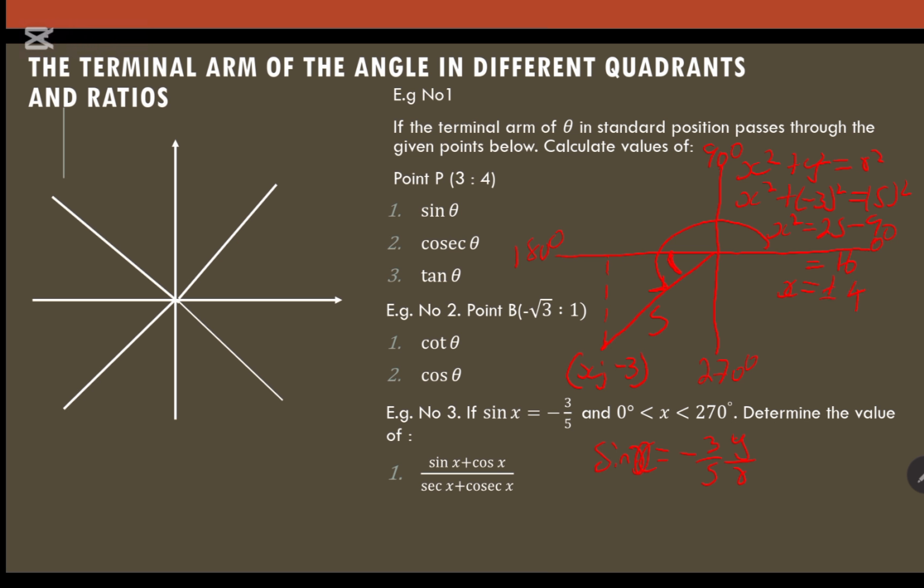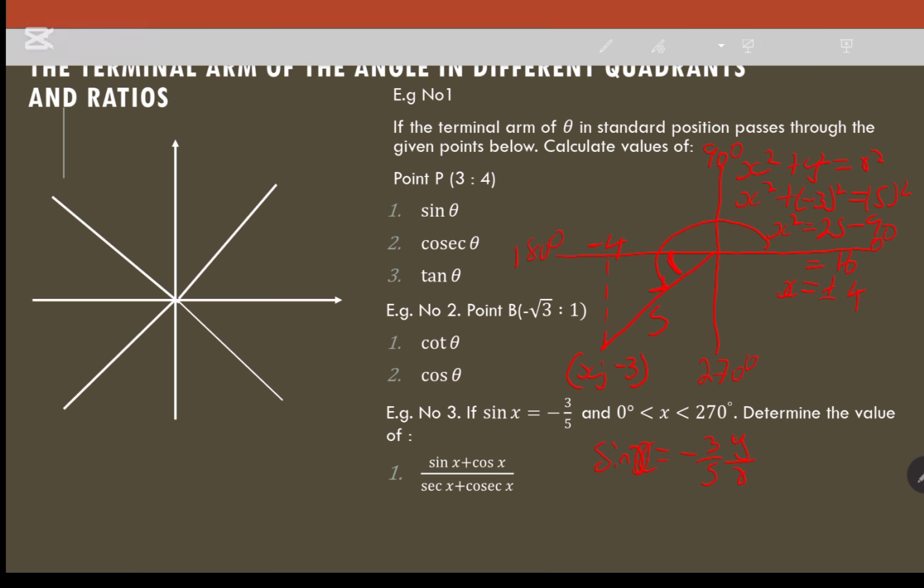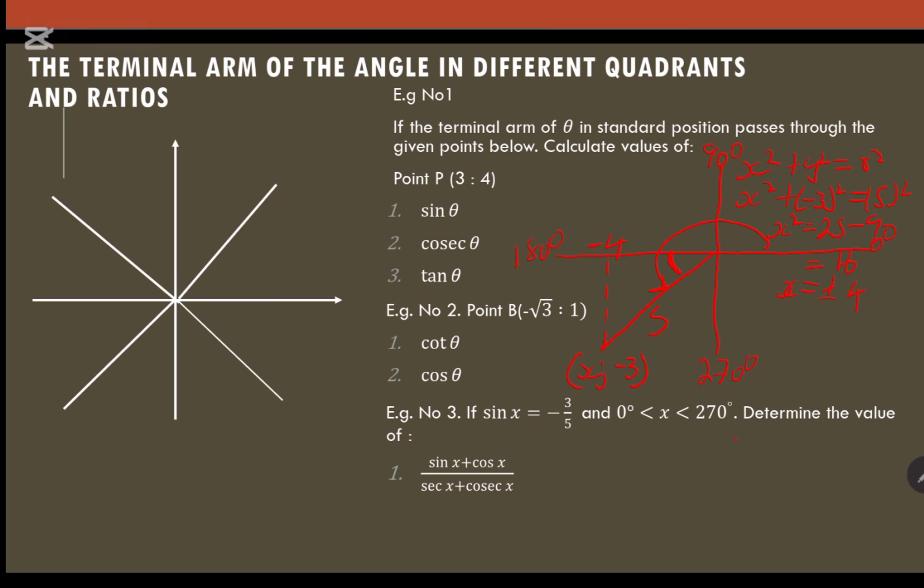Now, we consider the fact that the terminal arm lies in the third quadrant and the value of x has to be negative. So x here is -4. Now, if x is -4, then we can answer what is given to us. So let's go and consider the question given here at the bottom. They say we must determine the value of this expression. So we simply write the first value, sine x. Therefore, sine x is equal to -3/5. It was given, plus cos x.